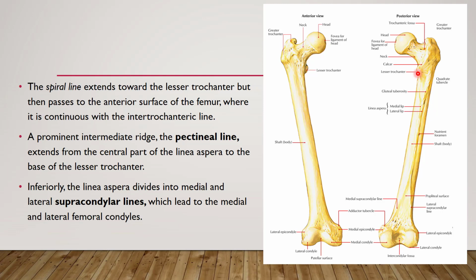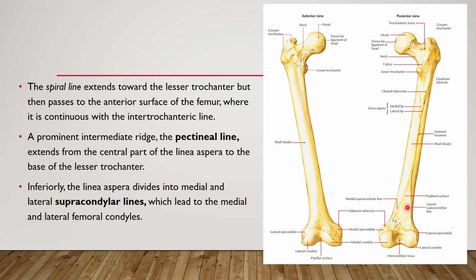It is a line which is coming from the medial lip of the linea aspera and it is projecting toward the lesser trochanter, and it is present on the posterior surface of the femur, and it is continuous with the intertrochanteric line on the anterior surface. So maybe it is the same line, the pectineal line and the spiral line.